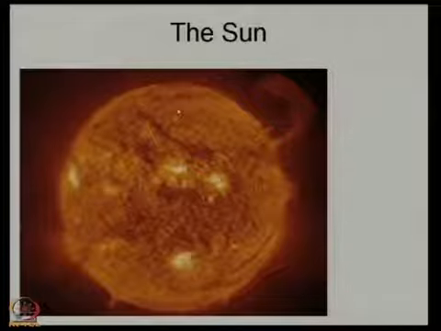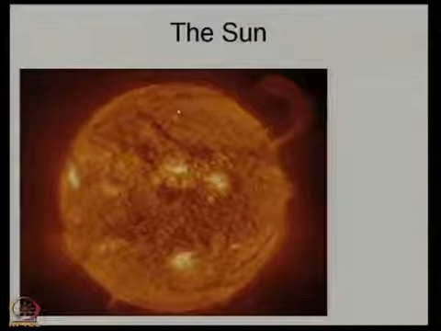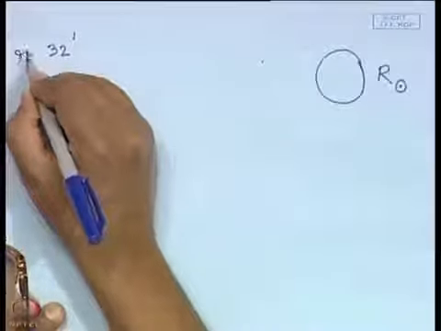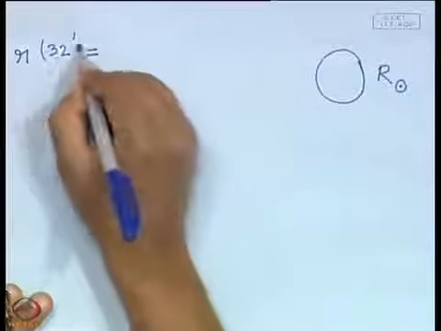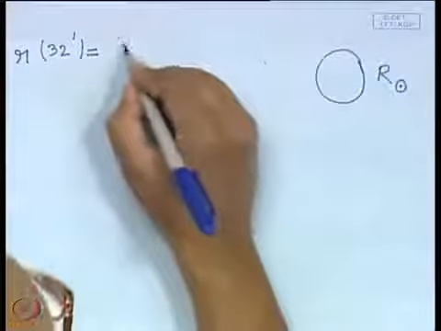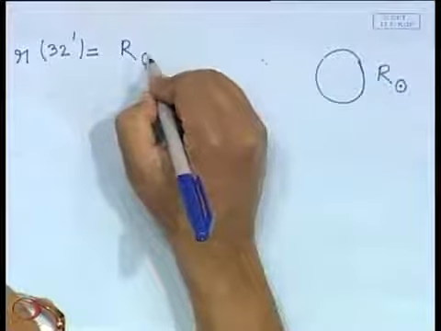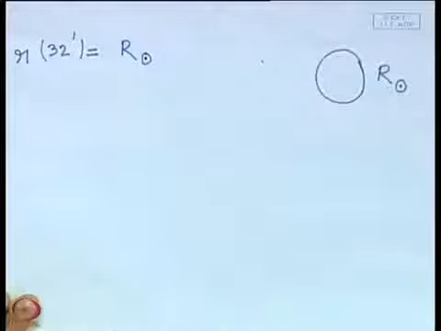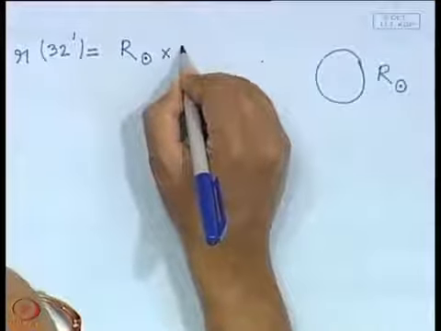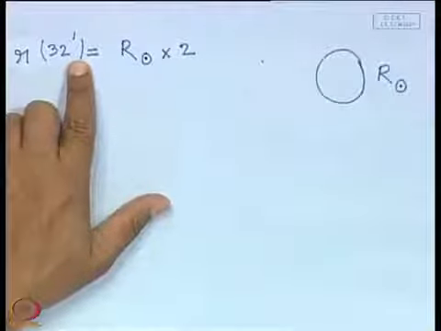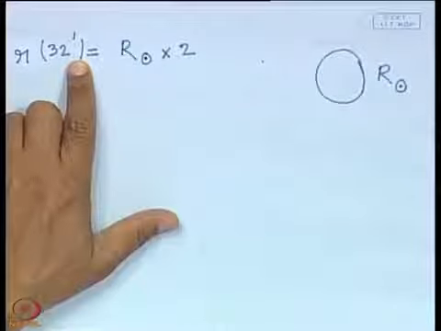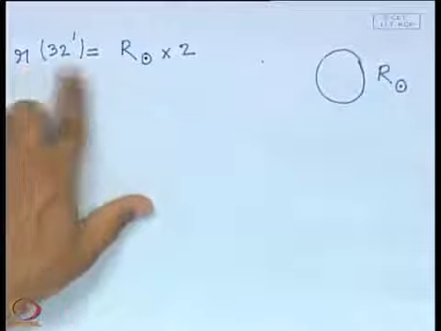So, if you know the distance to the sun, which we already have discussed, the product of these two, if you convert this to radians, will give you the diameter of the sun. Remember, you have to convert this into radians, as this is in arc minutes. You can easily check this for yourself.